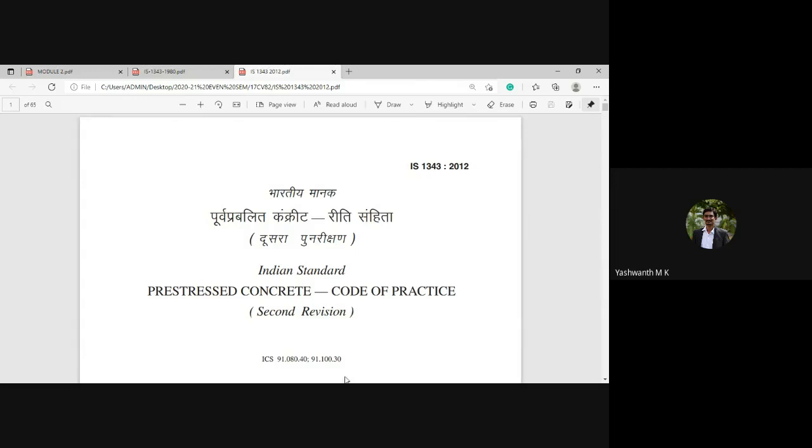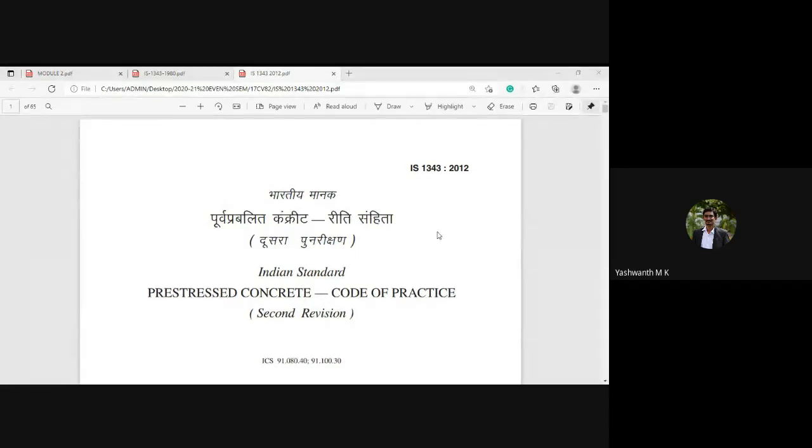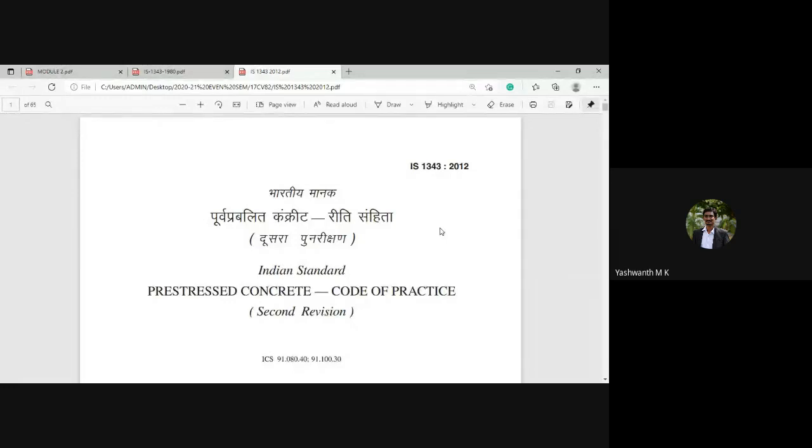In connection with that, we also discussed the various losses of pre-stress in connection with pre-tensioning and post-tensioning. And we also came across the formula to calculate the loss of pre-stress for each particular loss.